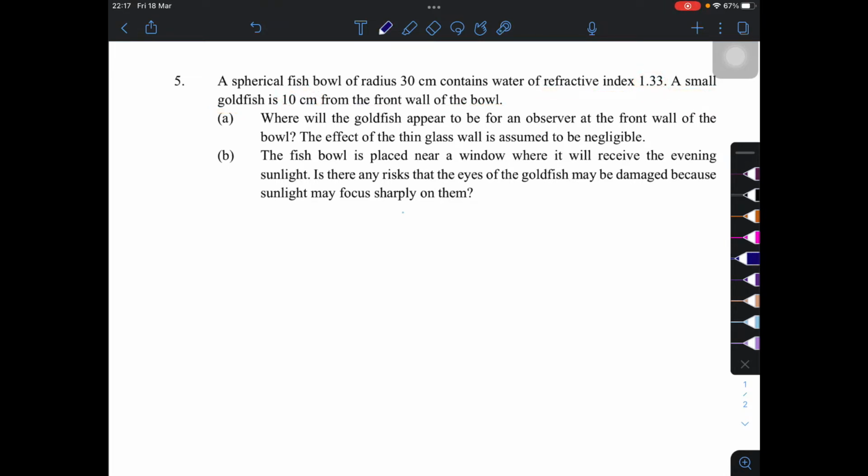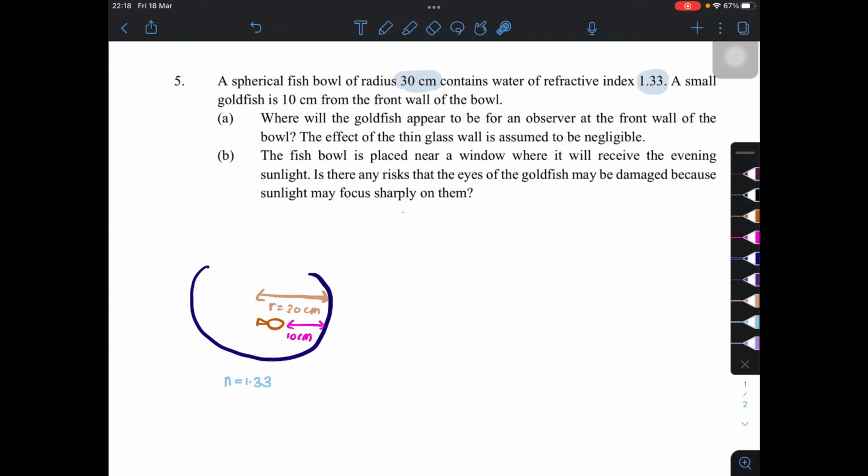Okay, let's draw first. We have a spherical fishbowl, something like this, with a radius of 30 centimeter, and then it contains water with value of n 1.33. And then inside the bowl we have a goldfish that is 10 centimeter from the front wall of the bowl. So let's assume this is the front wall, and then kita ada goldfish. So the goldfish is 10 centimeter away.